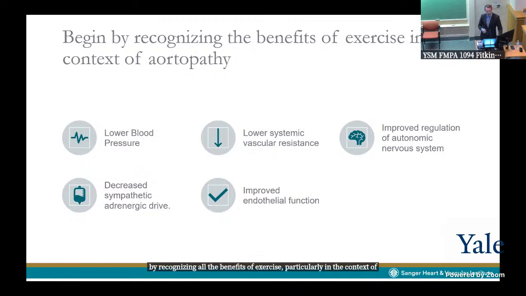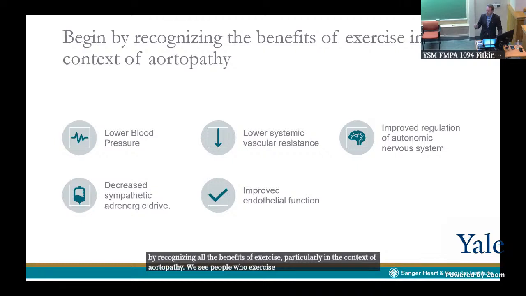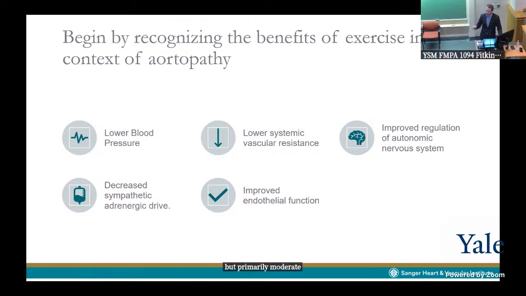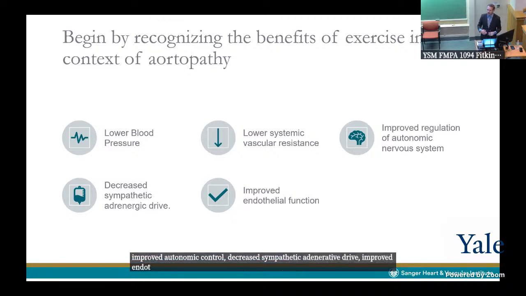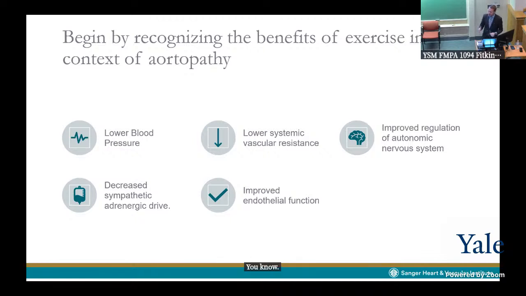We see people who exercise, but primarily moderate-intensity, regular aerobic exercise, lower blood pressure, lower systemic vascular resistance, improved autonomic control, decreased sympathetic adrenergic drive, improved endothelial function, lots of different benefits. And this has been shown in humans and animal models. If you look at animal models of Marfan syndrome, those animals that run and exercise regularly actually have much healthier aortas than those who don't.